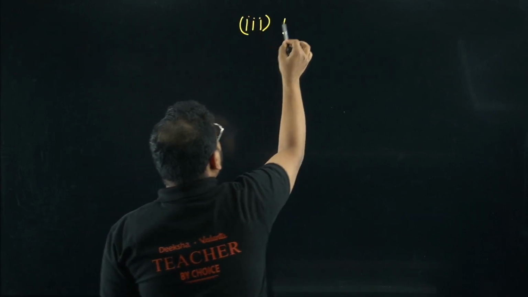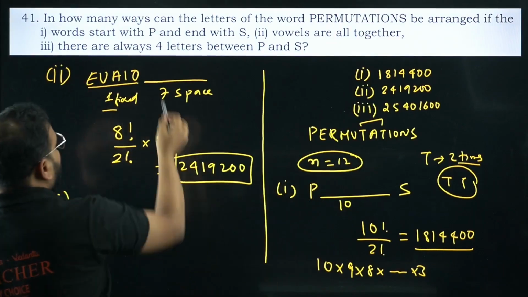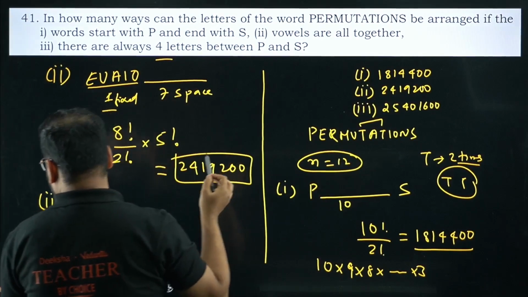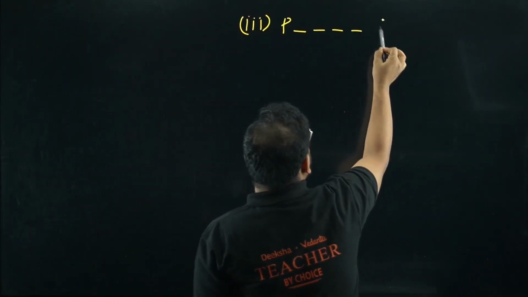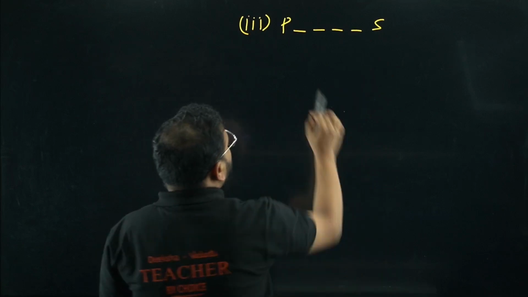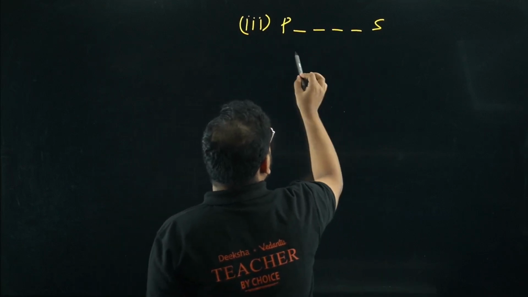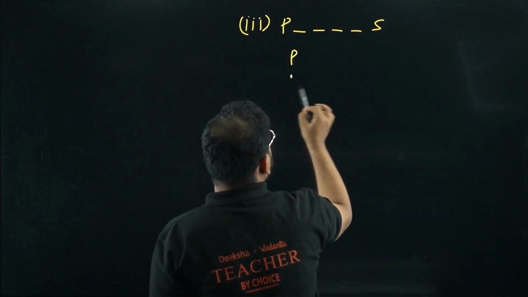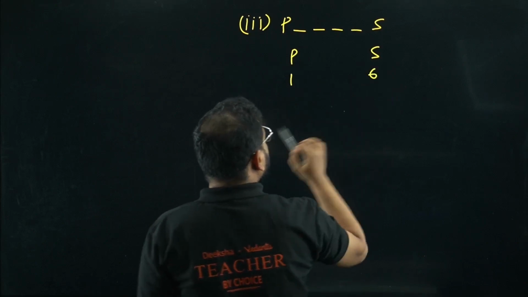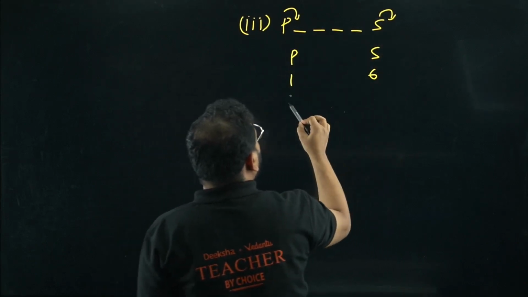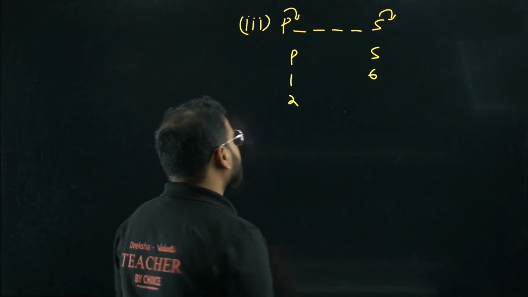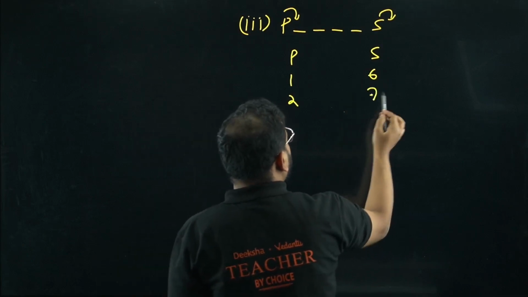Always between P and S there are how many letters? 4 letters are there. Let's say if P is coming at the first space, we have 1, 2, 3, 4, so S will come at the 6th space. I can keep moving it forward. Let's say P goes to the 2nd space, S will go to 7.